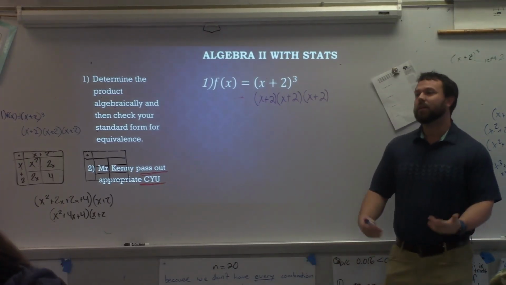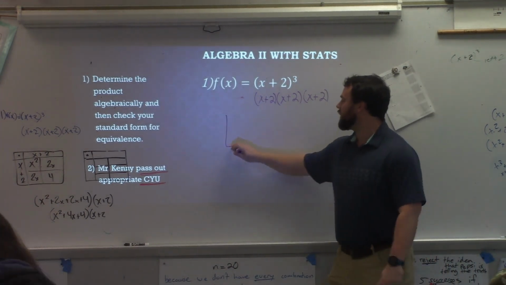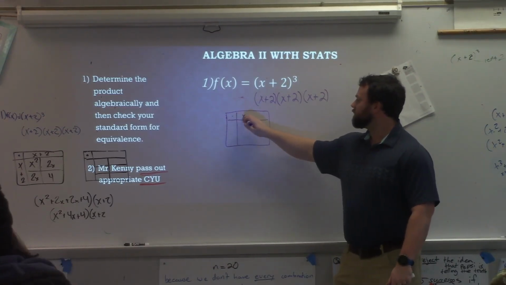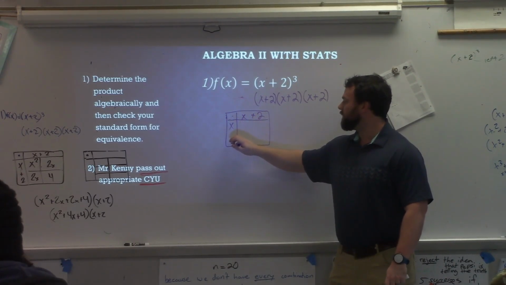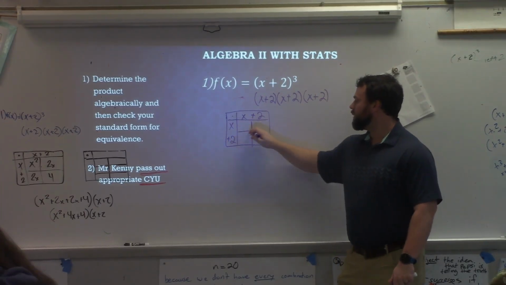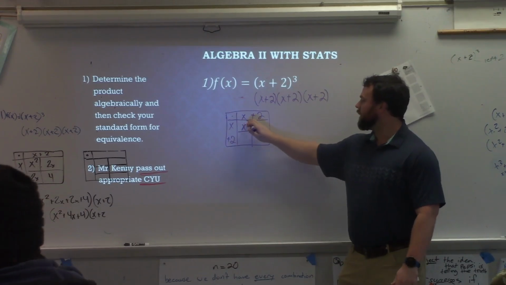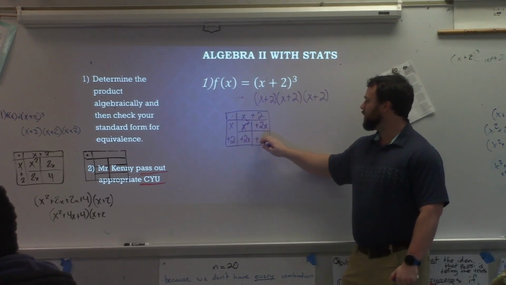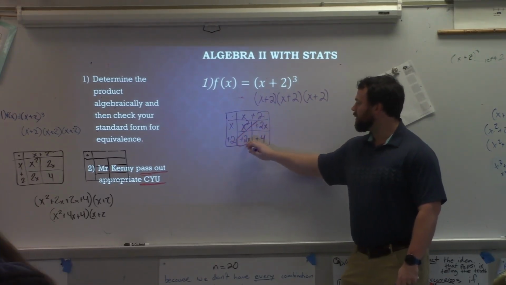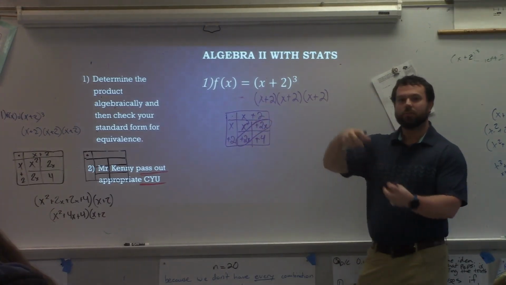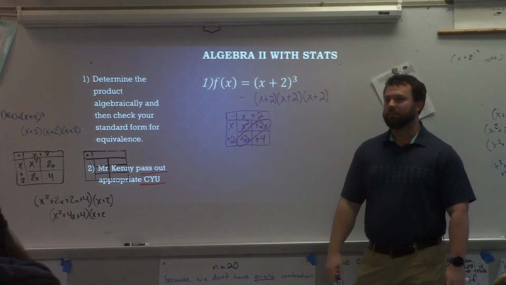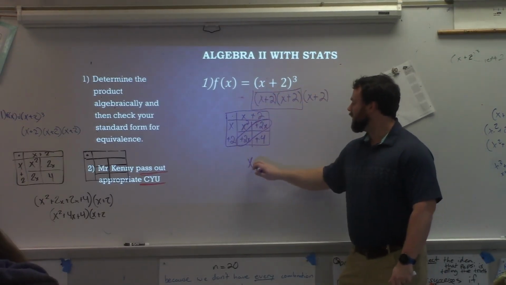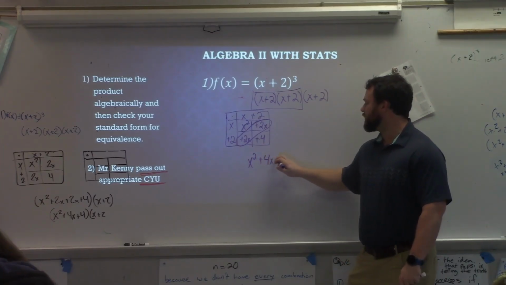The area model. Guys, the area model is a good visualization. It helps me not make mistakes. It can help me go from factored form to standard form. But x times x is x squared plus 2x plus 2x plus 4. And then remember, this is another reason why I like it, because it shows my like terms in those diagonals. And so these two factors multiplied together gave me x squared plus 4x plus 4.